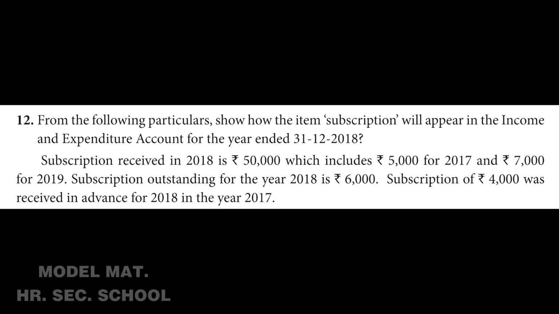From the following particulars, show how the item subscription will appear in the income and expenditure account for the year ended 31/12/2018. Subscription received in 2018 is rupees 50,000, which includes rupees 5,000 for 2017 and rupees 7,000 for 2019. Subscription outstanding for the year 2018 is rupees 6,000. Subscription of rupees 4,000 was received in advance for 2018 in the year 2017.